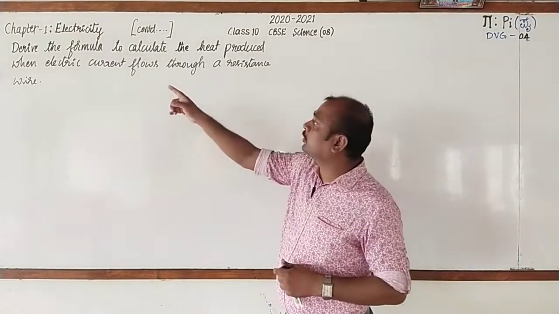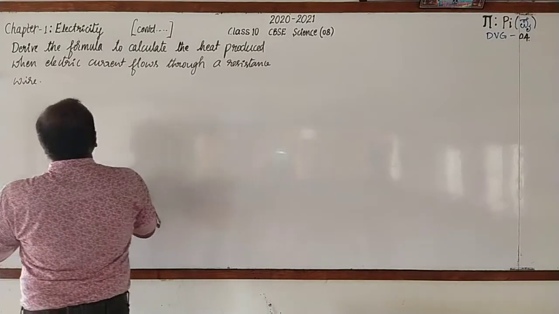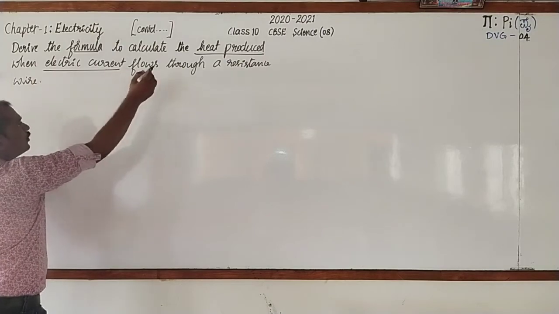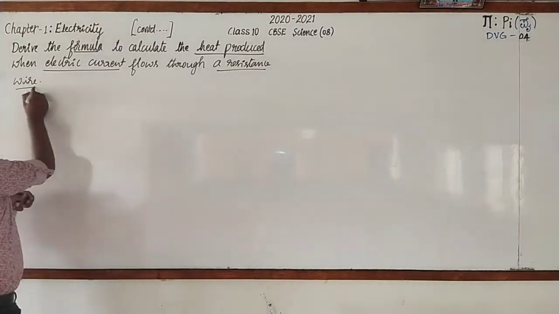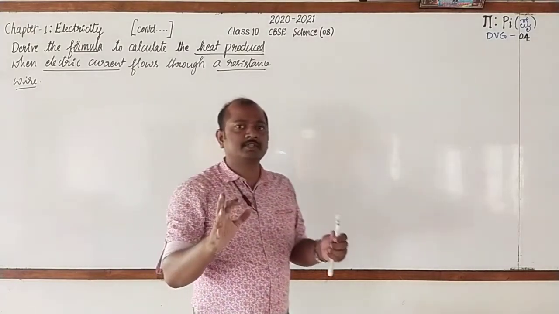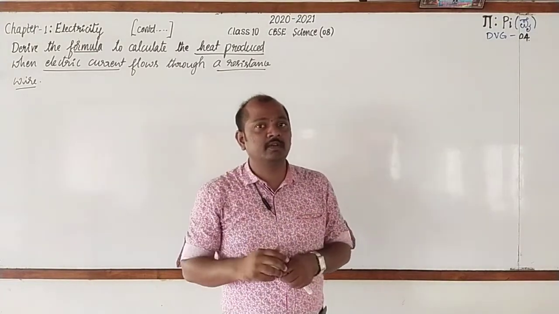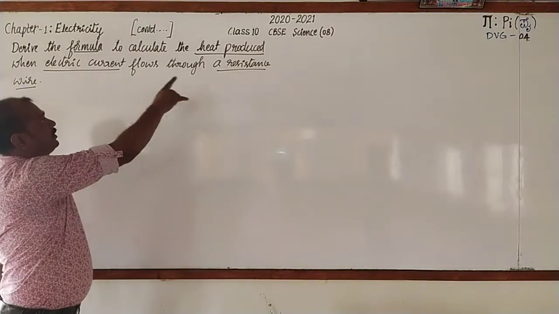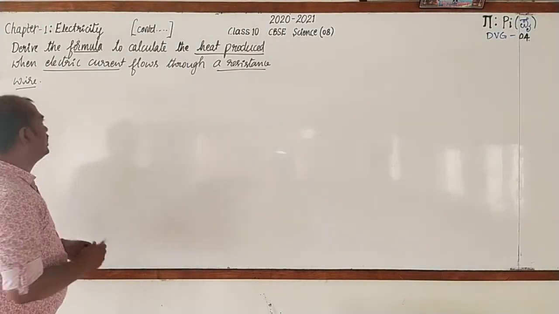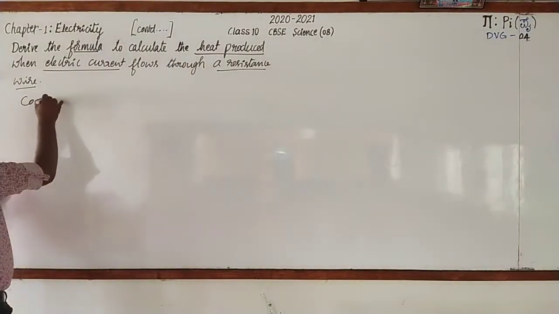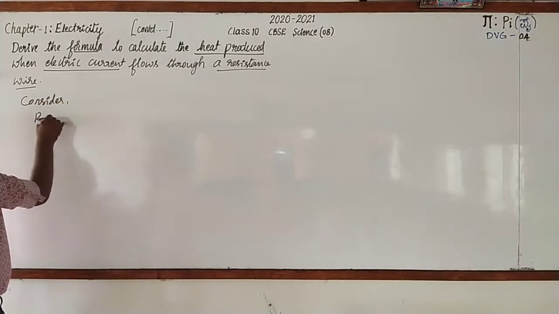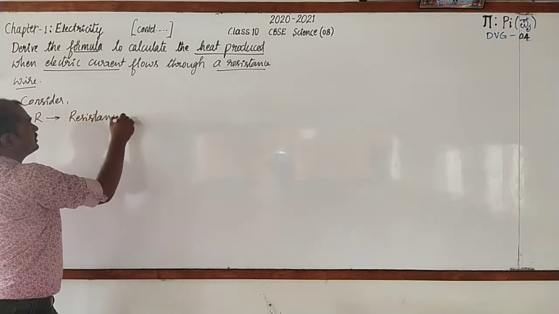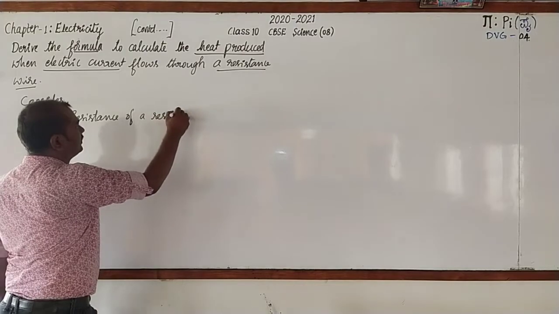Observe this. I have written the question. Derive the formula to calculate the heat produced when electric current flows through a resistance wire. Resistance wire is much needed because if heat has to be generated, there must be obstruction for the flow of electrons. This is possible from a resistor. So now I am considering some of the physical quantities. The first one is R. What is R? It is the resistance of a resistor wire.